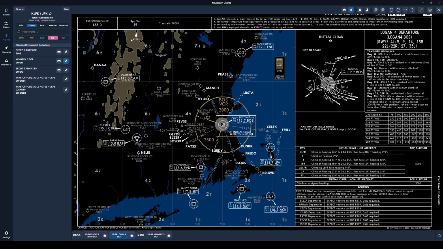In a nutshell, the chart provides you with the initial routing, a top altitude, and the kind of vectors that you can expect in order to pick up your onward route. Let's now have a look at the Kennedy 5 departure out of JFK, New York, which is even more complex.